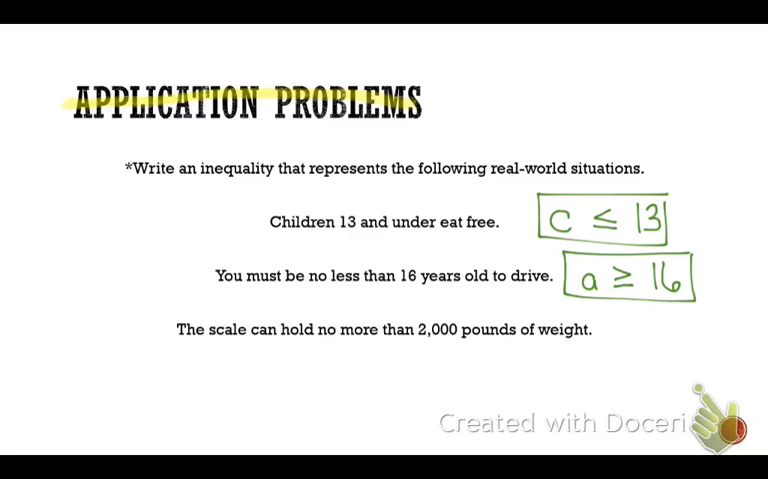The scale can hold no more than 2,000 pounds of weight. Okay, so now I have a scale and I've got my 2,000 pounds. So what inequality goes here, comparing to the 2,000? Would it be the scale has to have less than, greater than, equal to 2,000? All right, well, no more than means less than. If it has 2,000 pounds, it should still be okay. 2001, not going to be okay.